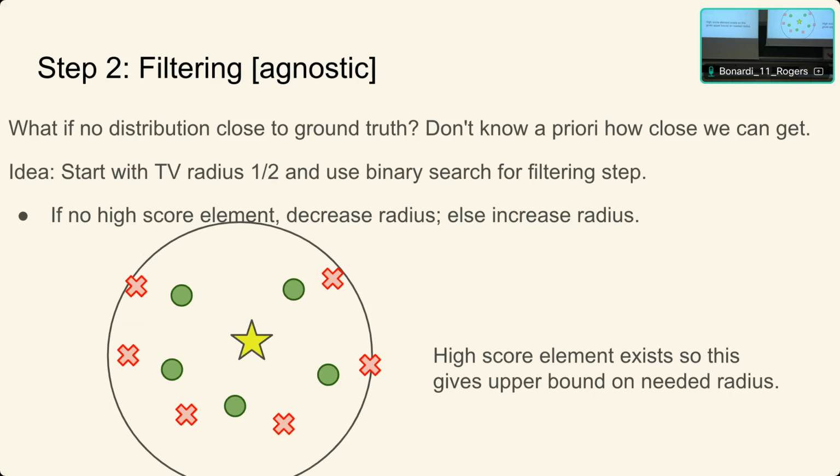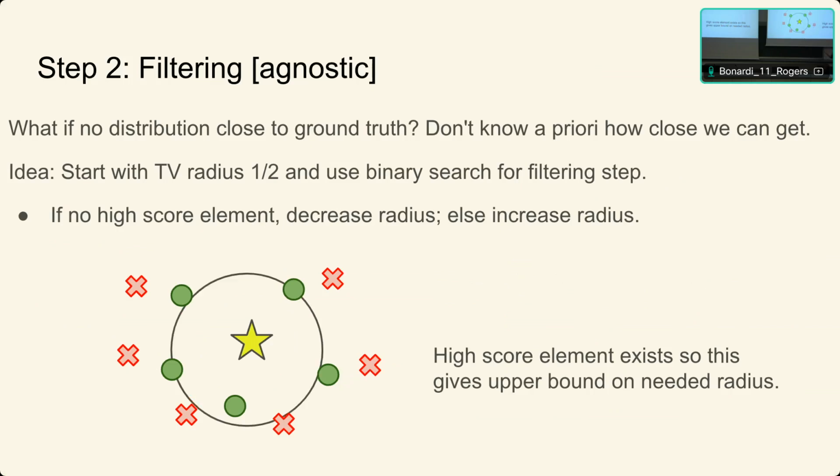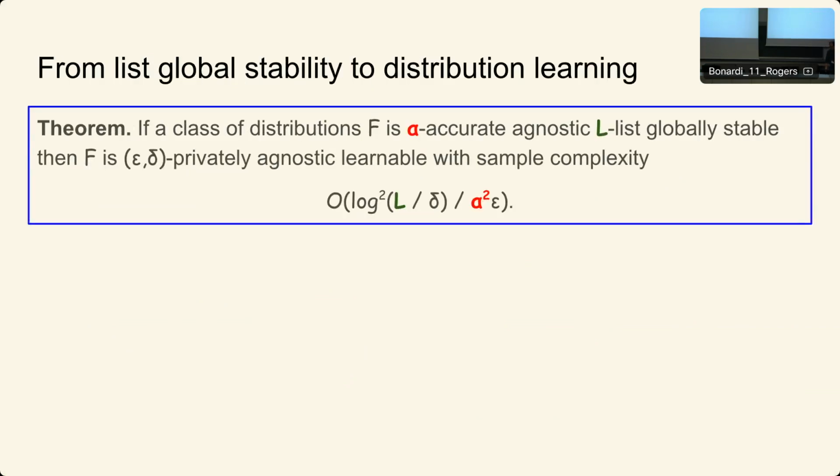And so at a second step, we might increase the radius. Now we're getting a lot of high score elements, and so this gives us an upper bound on what the distance to the optimal ground truth is. The second step is then to decrease the radius, and then you just repeat this until you're sufficiently confident in the radius that you need. Okay, so that's basically the high-level idea of how to prove this reduction.